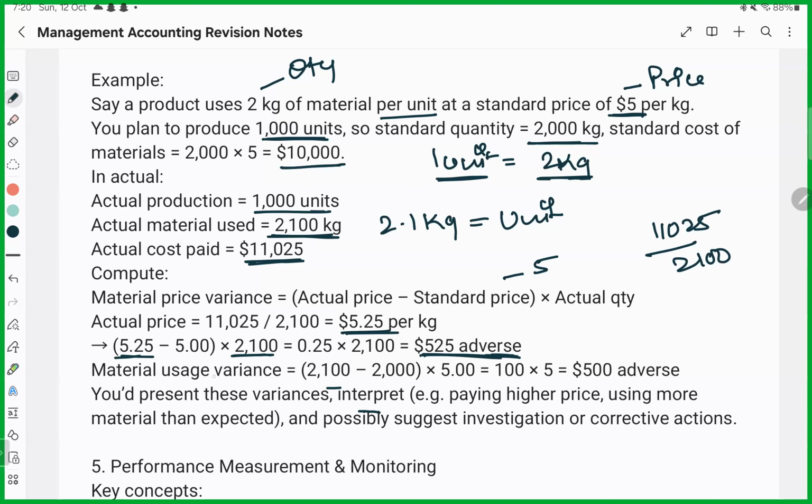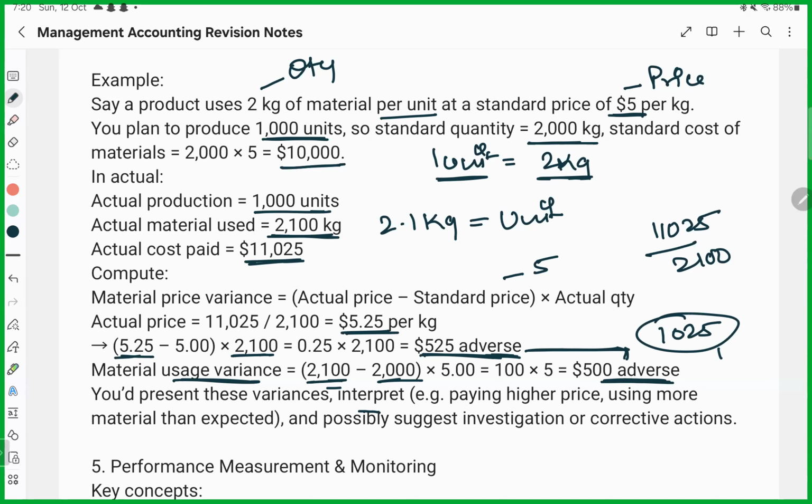Now let's calculate the material usage variance. Material usage variance is based on the actual quantity that I have used. I've used 2,100 units against the plan of 2,000. So the actual additional cost that I've incurred because of using extra quantity is 500 rupees. When I combine these two, 525 and 500, this gives me 1,025. This is the actual additional cost that I have incurred against the planned cost.